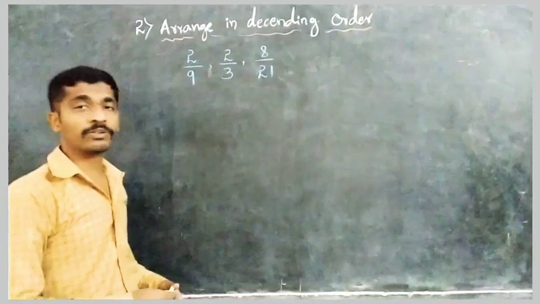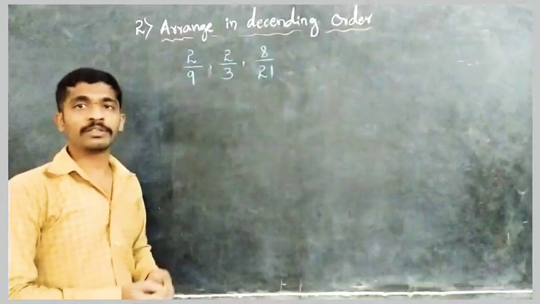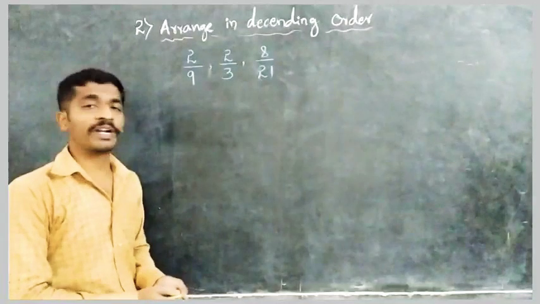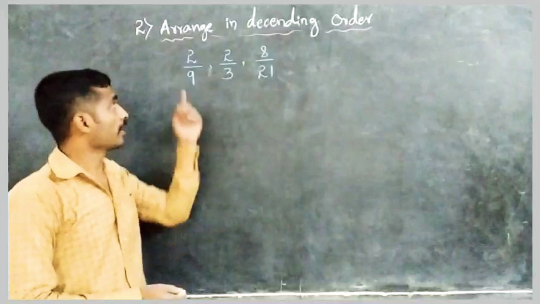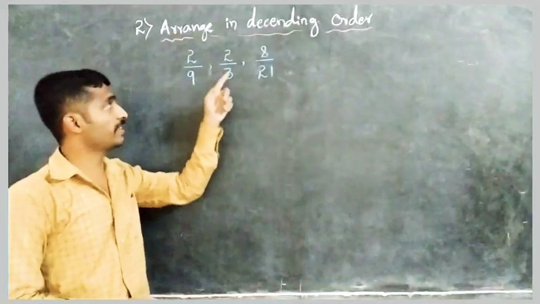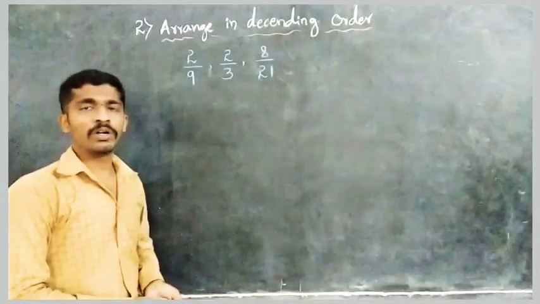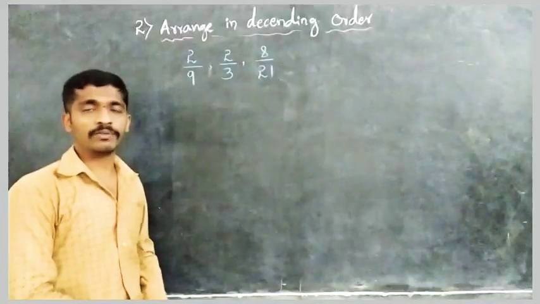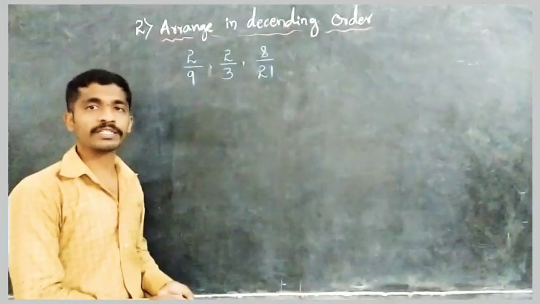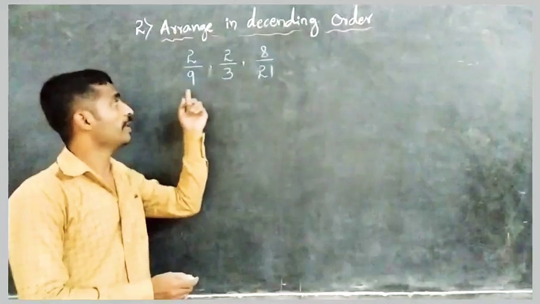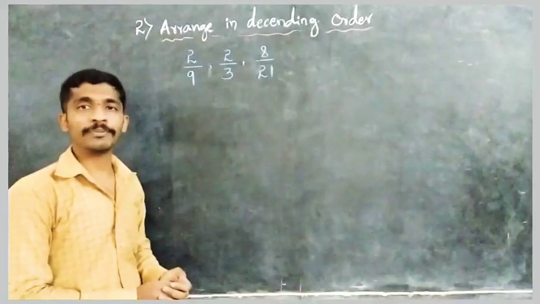Now in the second main question, here they have given 3 fractions. Those 3 fractions we have to write in descending order. Okay, first one is 2 by 9, 2 by 3, 8 by 21. How to write them in descending order? For that what you have to do? You have to make them into like fractions. How? Making the denominator same.